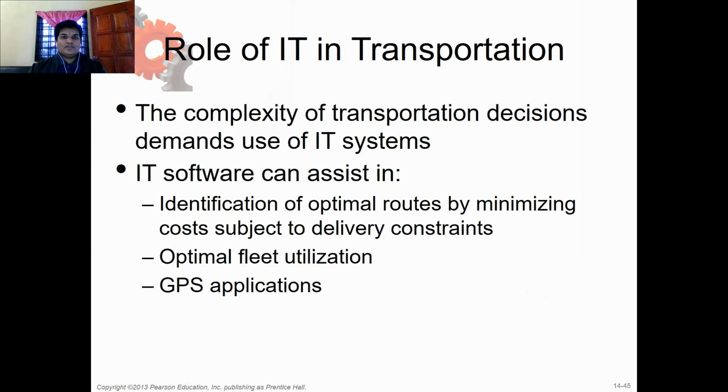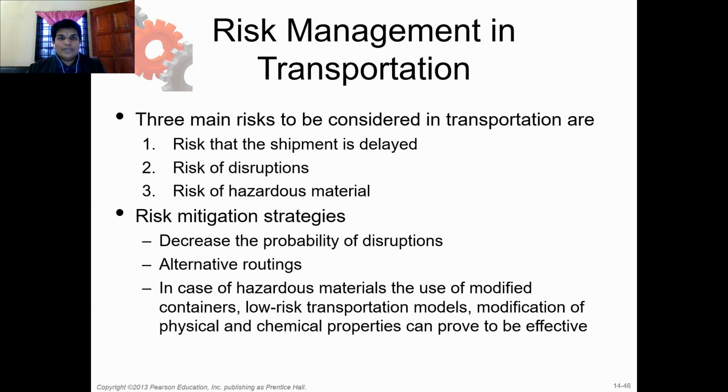So role of IT in transportation. Okay, of course, the complexity of transportation decisions demands using the IT system. IT software can assist in identification of optimal routes by minimizing cost subject to delivery constraints, optimal fleet utilization, GPS application. So that will ease the process of movement of product as well as respond to the customer order. First we are responding to the customer order.